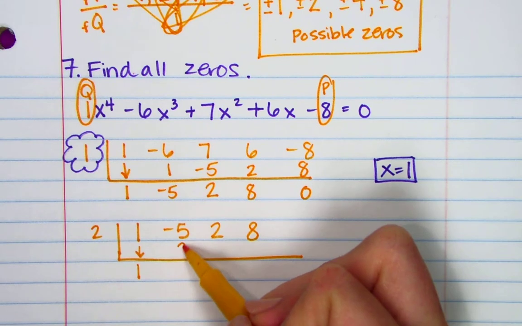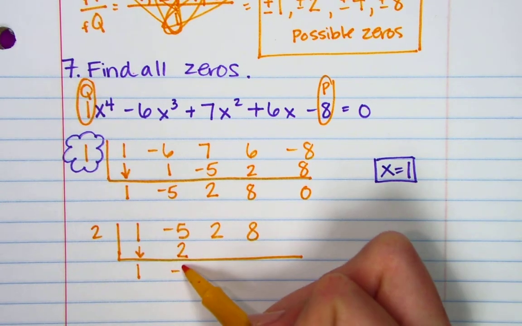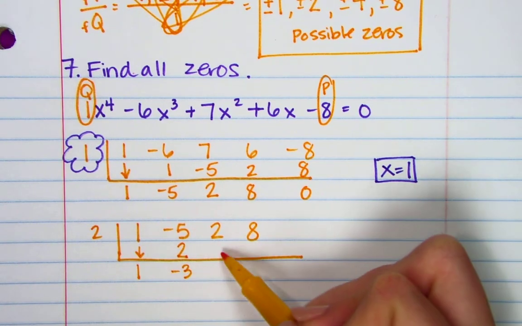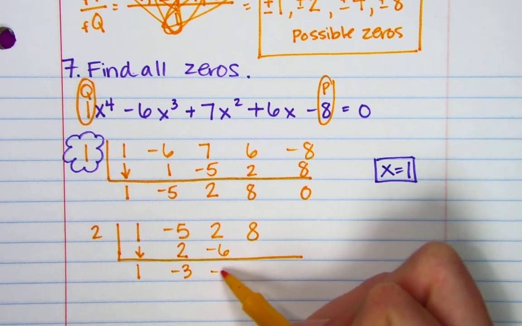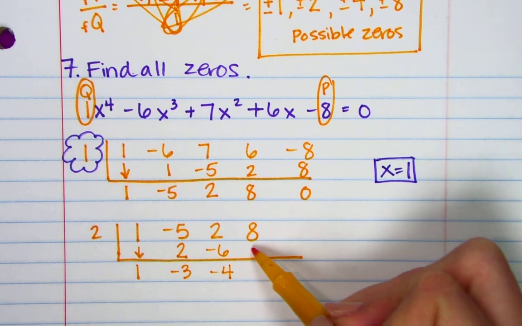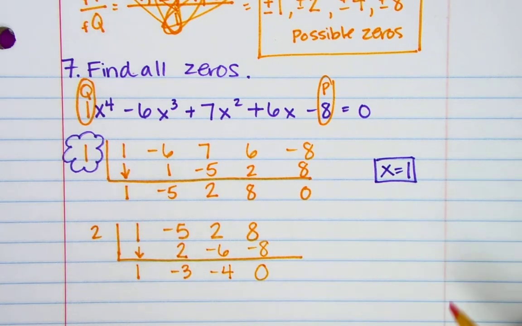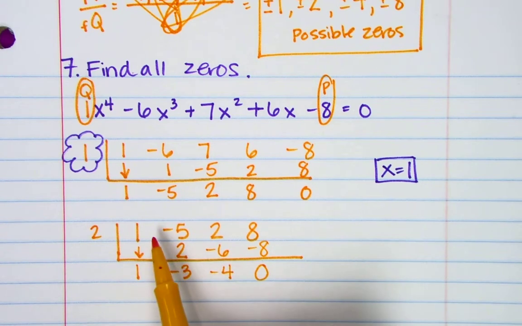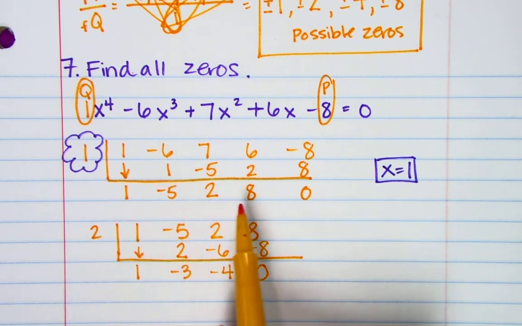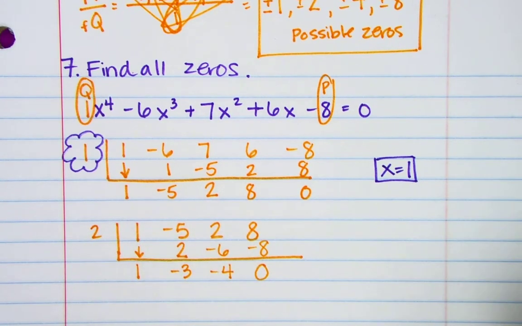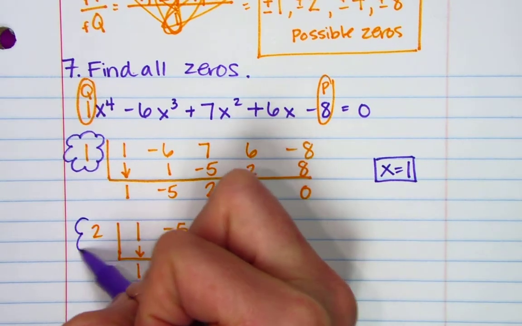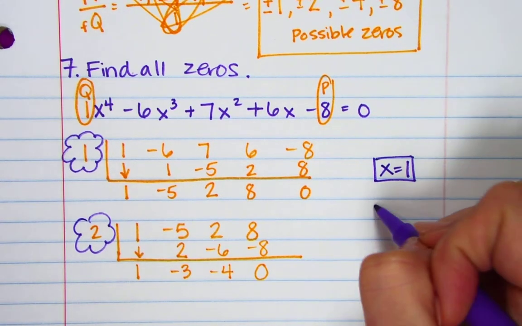2 times 1 is 2. Gives me -3. 2 times -3 is -6. -4. 2 times -4 is -8. Right, so 2 works, yes? But if it didn't work, yes, you would start back with the same numbers that you started with here. All right, so 2. That's another one.